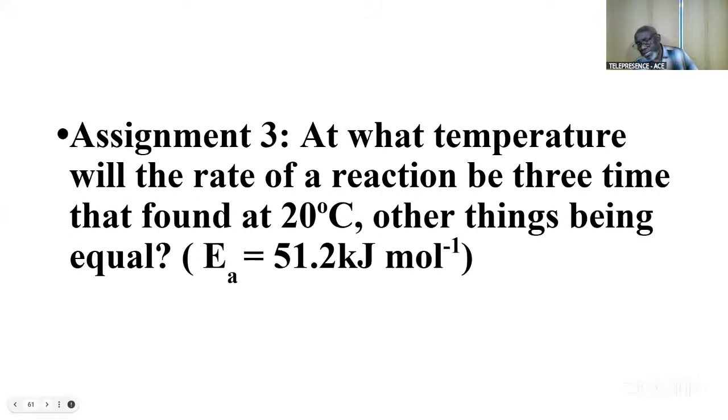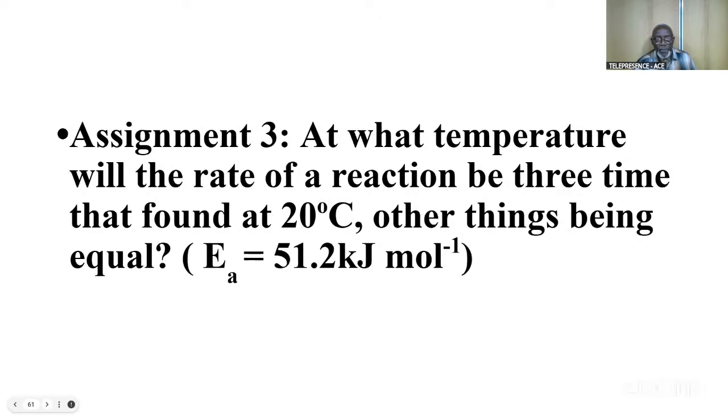Now, I'm giving you this assignment, and I want us to look at it so that you can try it on your own. Assignment 3. I've given you assignment 1, assignment 2. I hope you are working on them. This is assignment 3. It says, at what temperature will the rate of a reaction be 3 times that found at 20 degrees centigrade, all other things being equal? We were given the activation energy. In this question, they want to know at what temperature the rate of reaction will be 3 times.